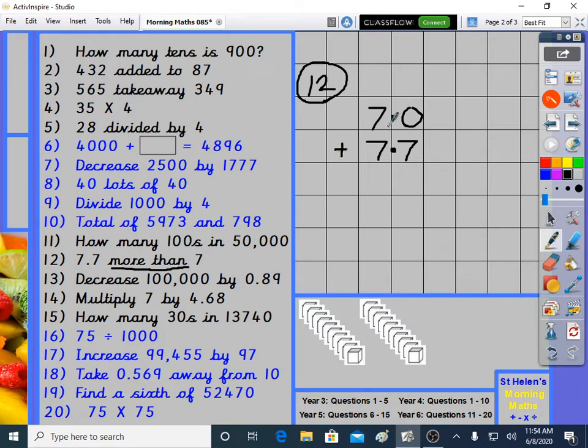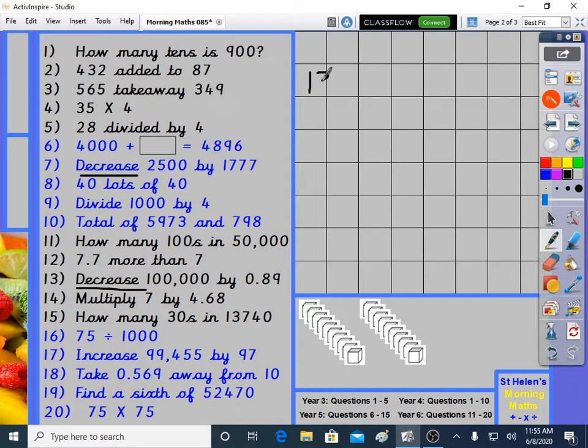But 7 needs to be 7.0 to line up the point correctly. I'm sure you're okay with this in Year 5 now. If you're not, just keep practicing. 14.7. 7.7 more than 7 is 14.7. That's right, because 7 and 7 is 14, and then you have the 0.7 on the end. Question 13, decrease. Year 4 had this word today, decrease.